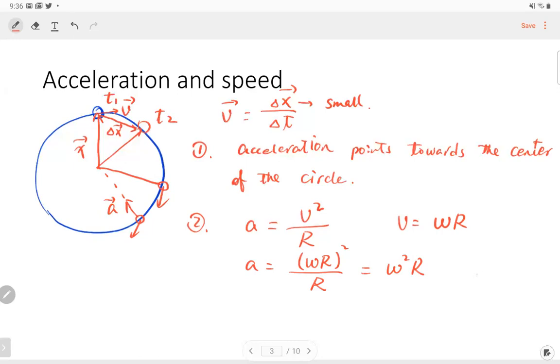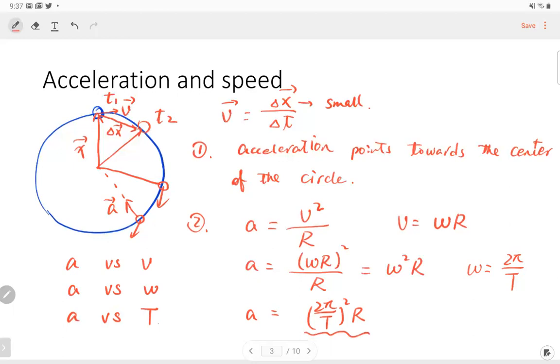And also we know the angular velocity has a relation with period as 2π/T. So if we want to build a relation between the acceleration and period, then the acceleration will be equal to (2π/T) squared times r. So we have three relations: acceleration as a function of linear velocity, acceleration as a function of angular velocity, and acceleration as a function of period. The third one only applies for a uniform angular velocity. If the angular velocity changes over time, we cannot use the third equation. But the first two equations could be used in any case.